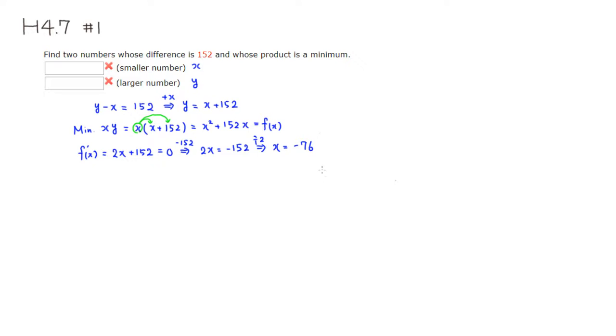So the smaller number would be negative 76. If you want to find y, y is 152 larger than that number. So y is equal to negative 76 plus 152, which is positive 76. So the smaller number is negative 76 and the larger number is positive 76.